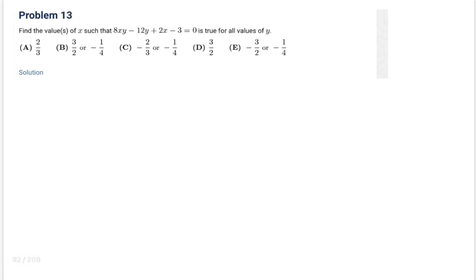Problem 13, find the values of x such that 8xy minus 12y plus 2x minus 3 equals 0 is true for all values of y. Okay, so let's see, minus 12y plus 2x, so 2xy, no, so it's 8xy, right?